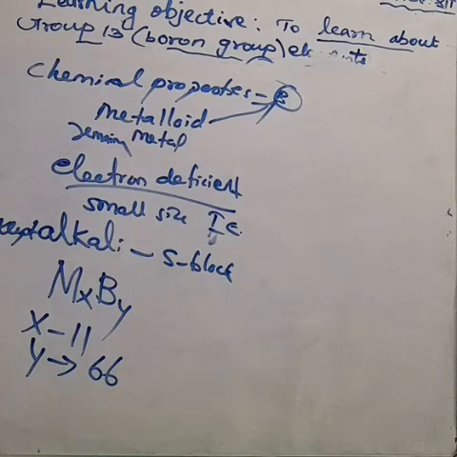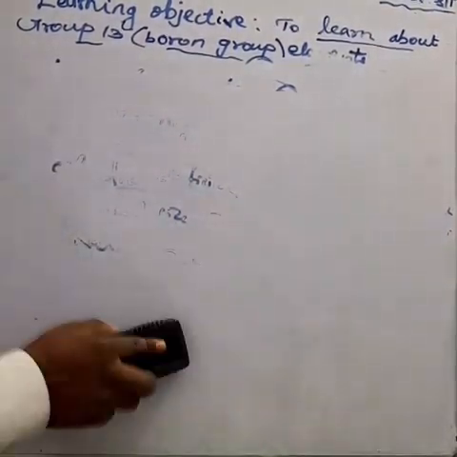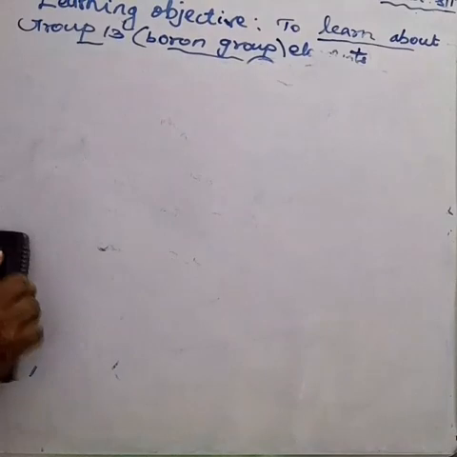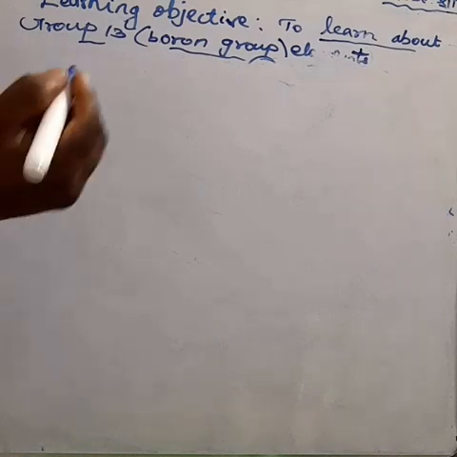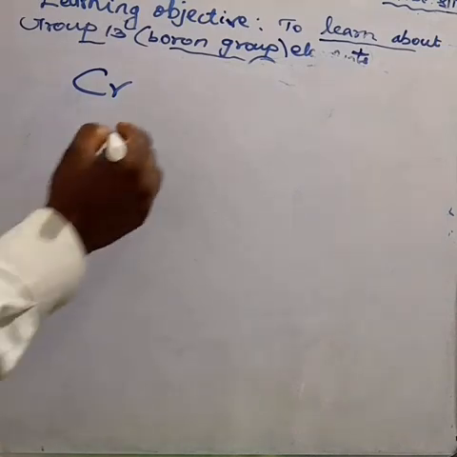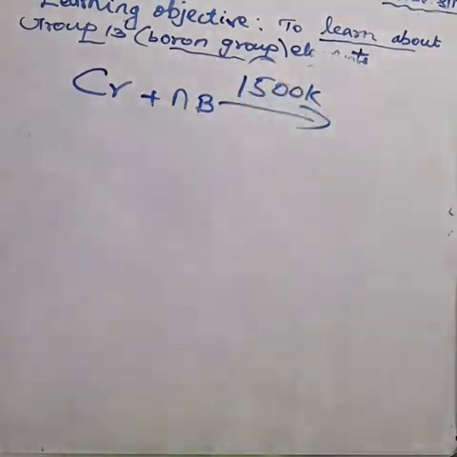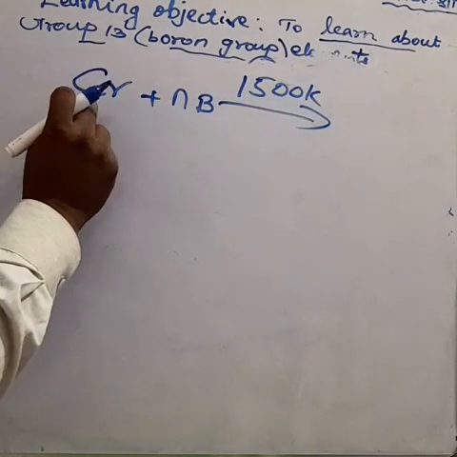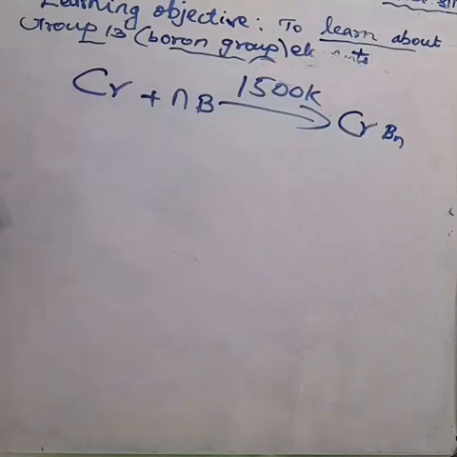Next about the direct combination of metal with boron. Very important question. Direct combination, because here metal reacts directly with boron, n molecules. For example here, chromium metal. What is the formula for chromium metal? Cr. This reacts with n molecules of boron, and the temperature is about 1500 Kelvin. We get chromium boride. What is the formula? CrBn. Chromium boride.